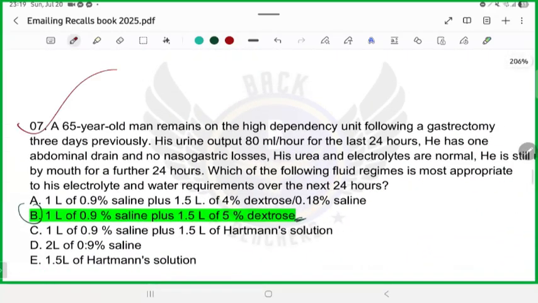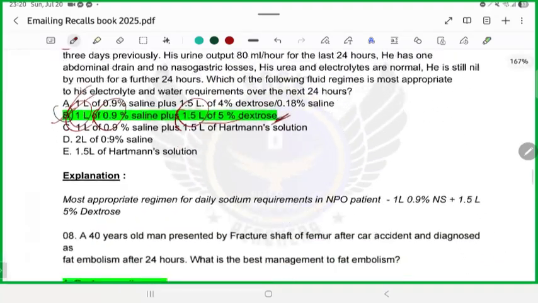This is nothing, they are just asking what the maintenance fluid will be. Simple, that's our choice of fluid: 1 liter of saline plus 1.5 liters of 5% dextrose. Simple as that.